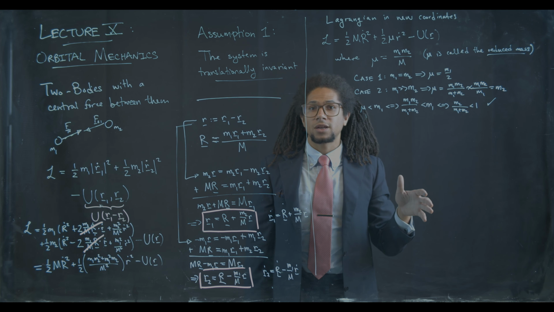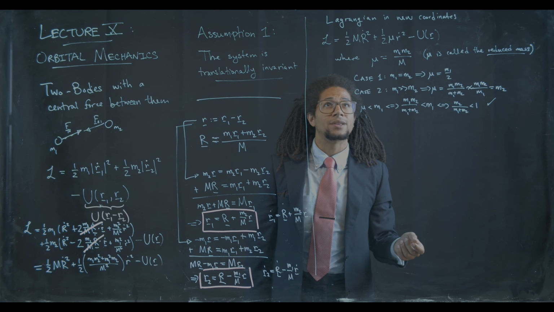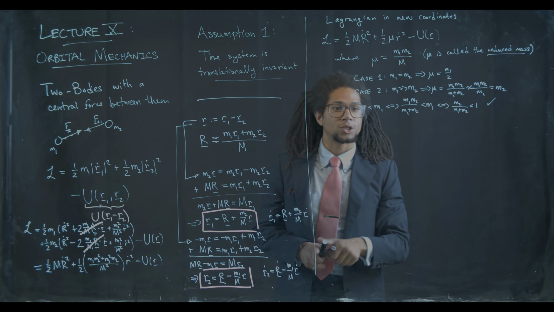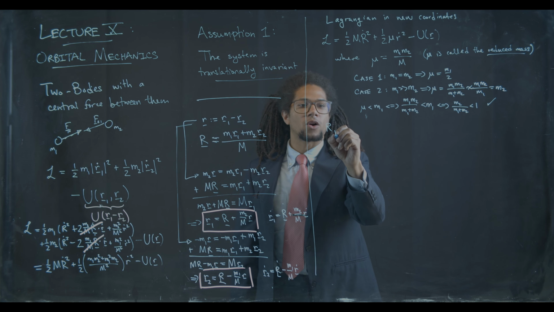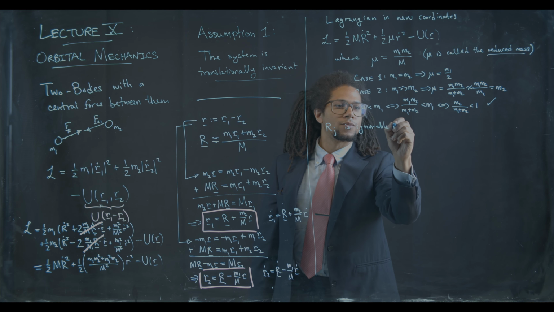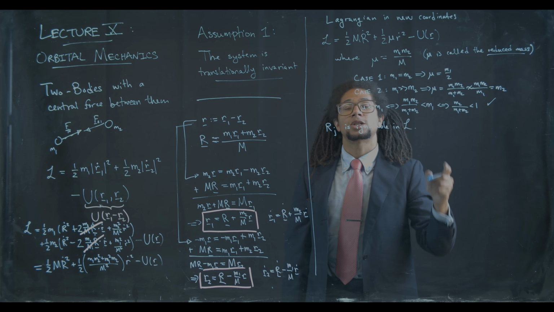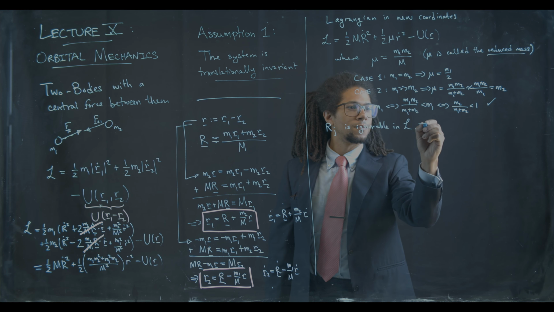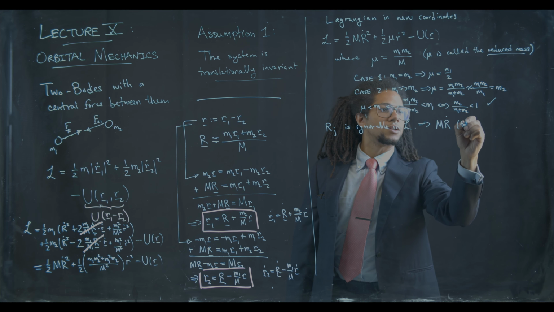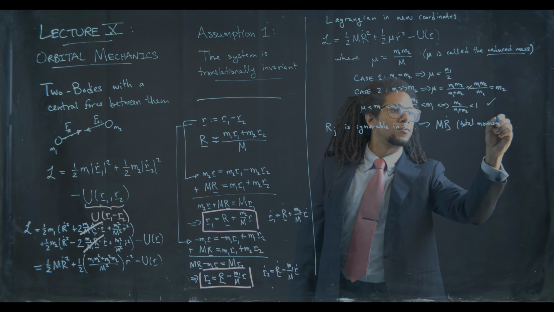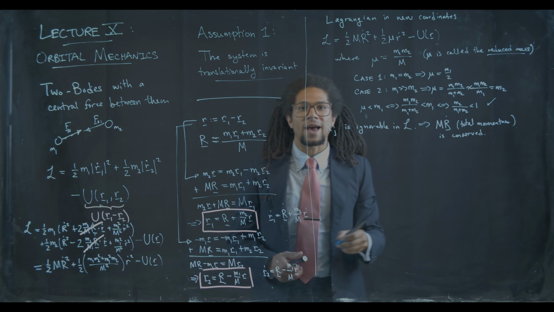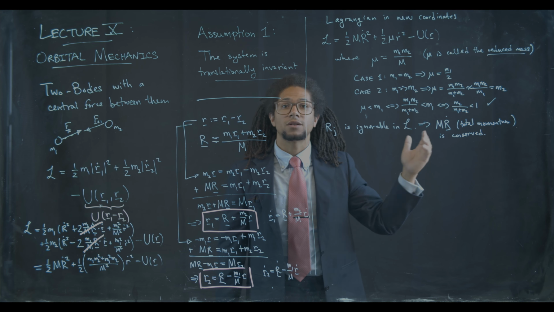Now, this is really nice, and we can use this information in a number of ways. One of them is to say that, well, look, capital R is an ignorable coordinate for this Lagrangian. And I'll say R_j, for all of the components of R, is ignorable in L, which means that the total momentum of this system is conserved. So that's M R dot, the total momentum, is conserved. So the center of mass is just continuing on through time at a constant velocity.